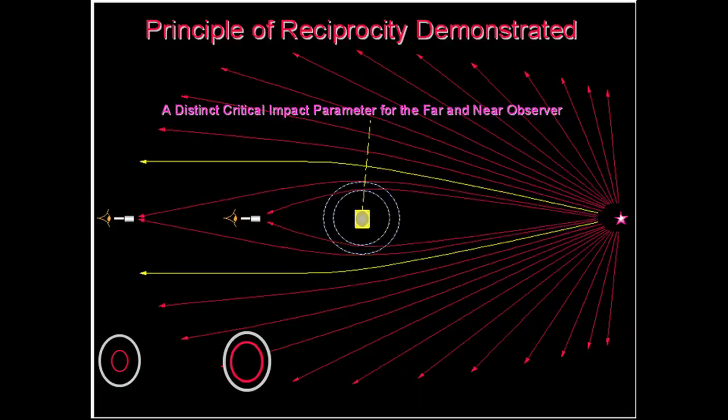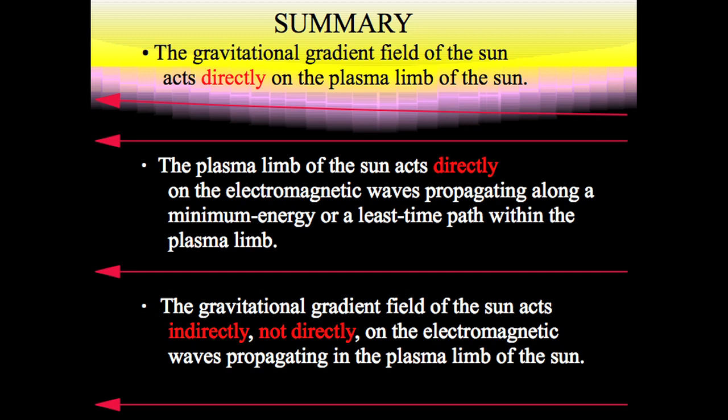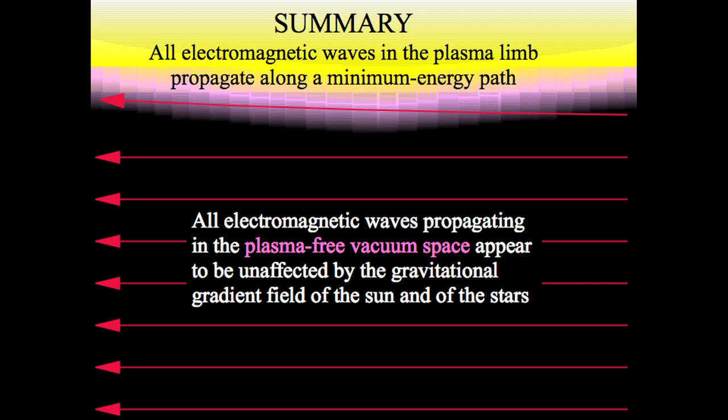So summarizing what I just talked about, let's finish up. Just skip over to the summary and conclusion. In the conclusion, you have the light scattering and light bending according to general relativity. In summary, the gravitational gradient field of the sun acts only directly on the plasma limb of the sun, and there is no bending whatsoever outside of that. And electromagnetic waves propagating free of plasma have no bending whatsoever.